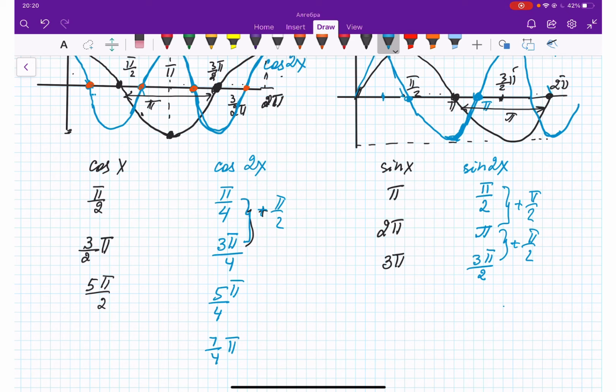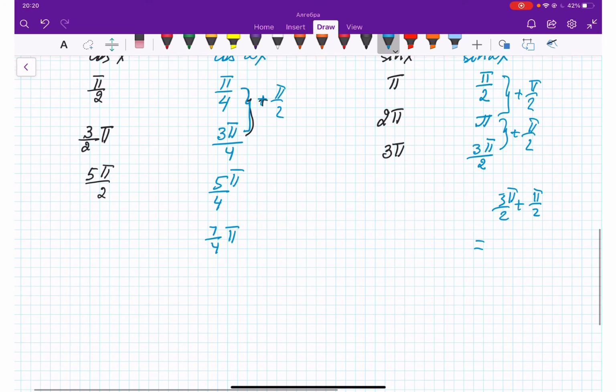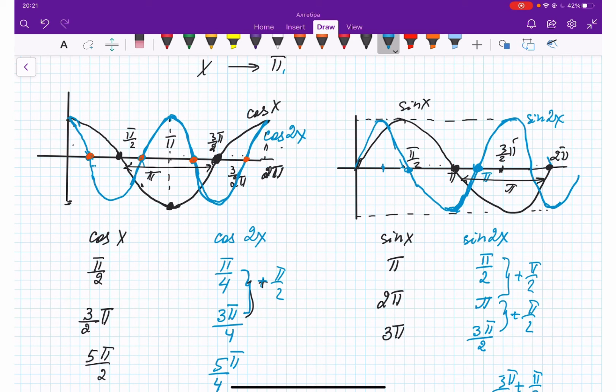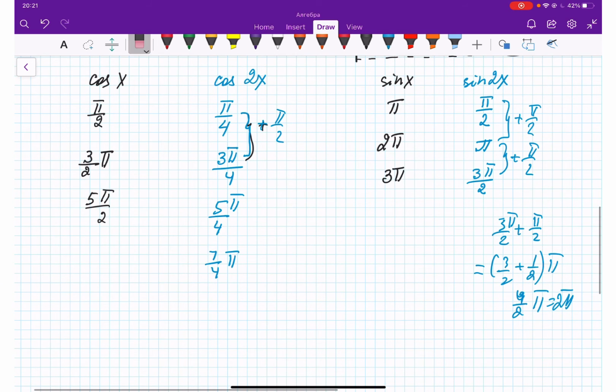Now, look, if I take 3 over 2 pi plus half a pi, it's going to be 3 over 2 plus 1 over 2, right? So it's going to be 4 over 2. We are getting 2 pi. And we are not interested in 2 pi because our interval between 0 and 2 pi is not included. Okay? All right. Let me clean this.